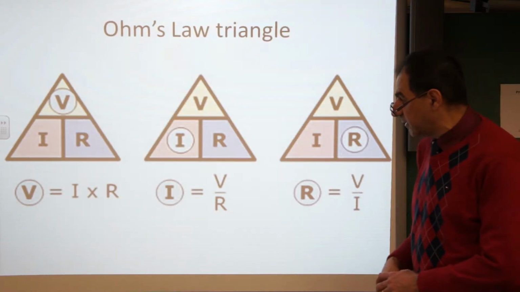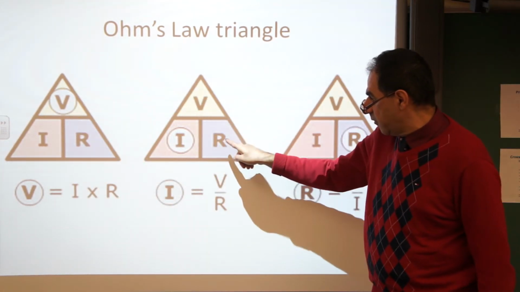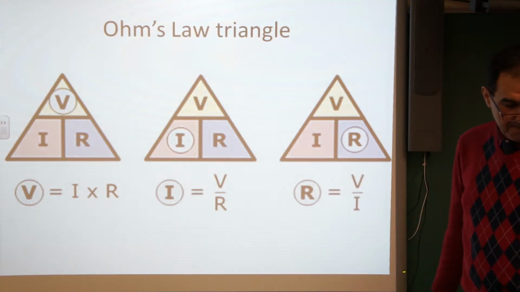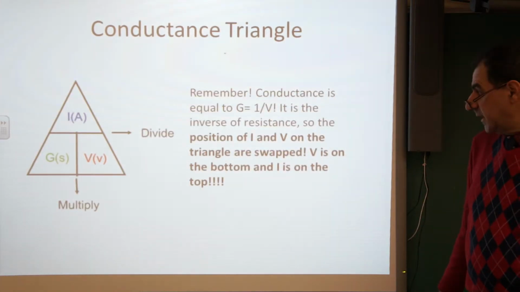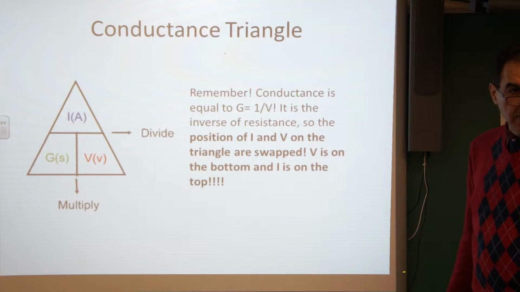Important Ohm's law triangle: V equals IR, I equals V over R, and R equals V over I. For conductance, all you need to do is find the resistance and divide that into 1.